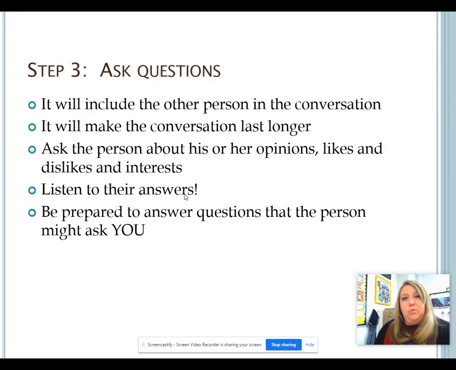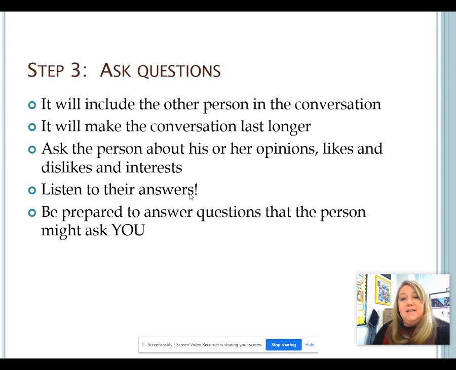Step number 3, we want to make sure that we ask questions, okay? So questions make it so that we can continue the conversation further. If I don't ask questions, the conversation is over. So it will include the other person in the conversation if I ask a question. It will make the conversation last longer.